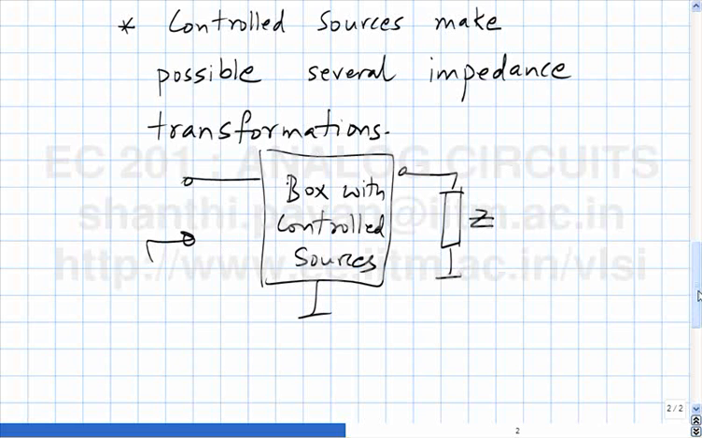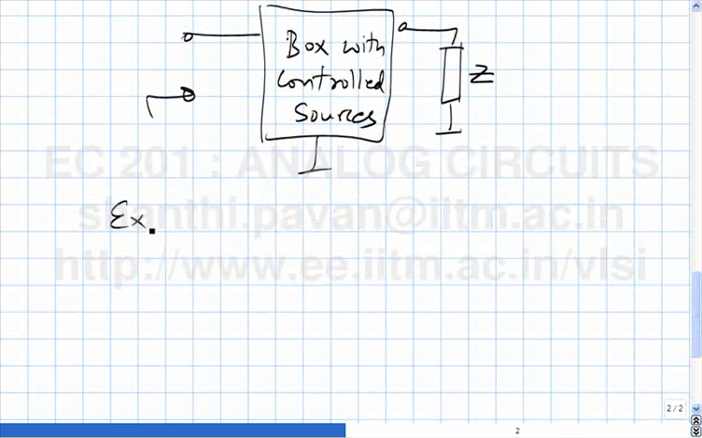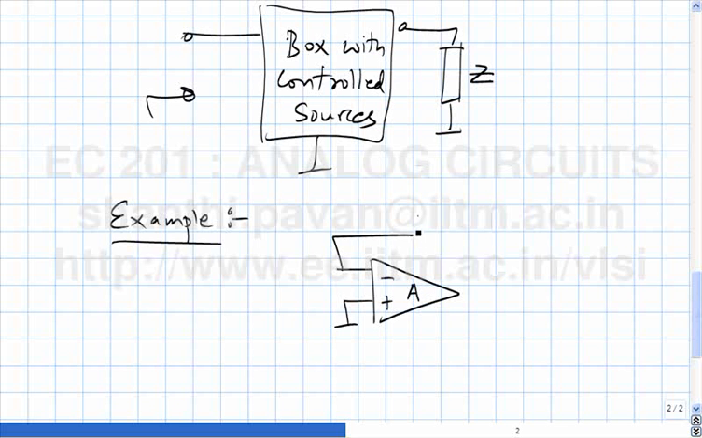One example that you saw is the following: if this had a gain A and if I put a capacitance Cx between the input and output of the box, the looking in impedance looks like a capacitance of value A plus 1 times Cx.